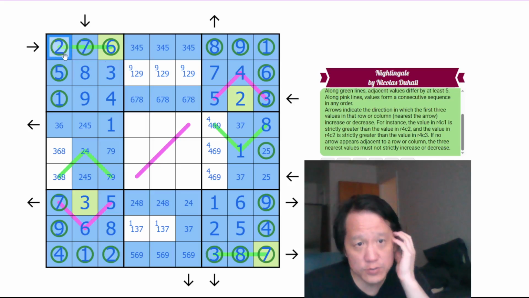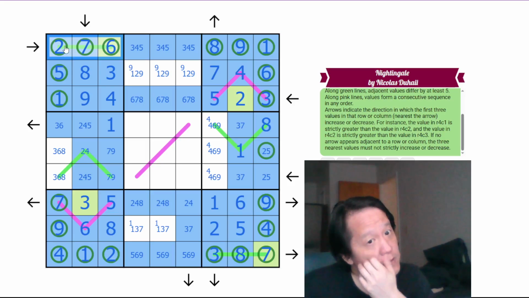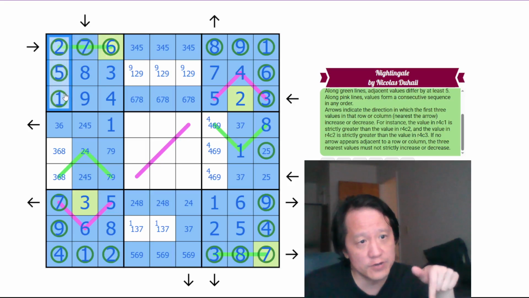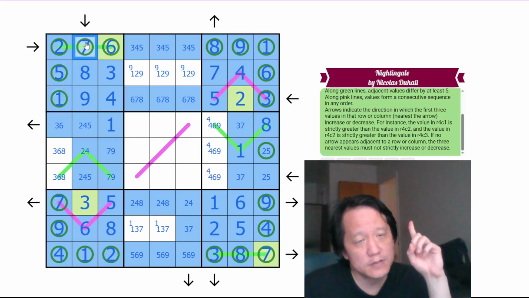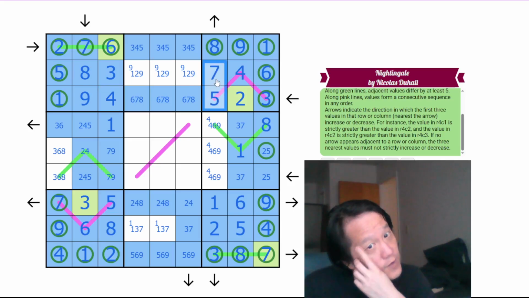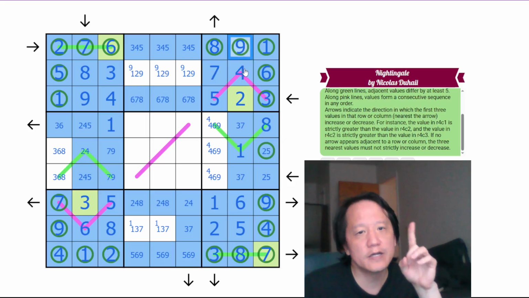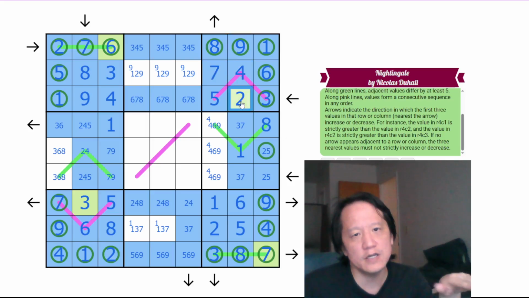We have 2, 7, 12. 2 up to 5 down to 1. 7, 8, 9 going up. 12 down to 3 up to 4. 5 up to 8 down to 3. 1 up to 9 down to 4. 5, 7, 8 going up. 9 down to 4. Stay even at 4.